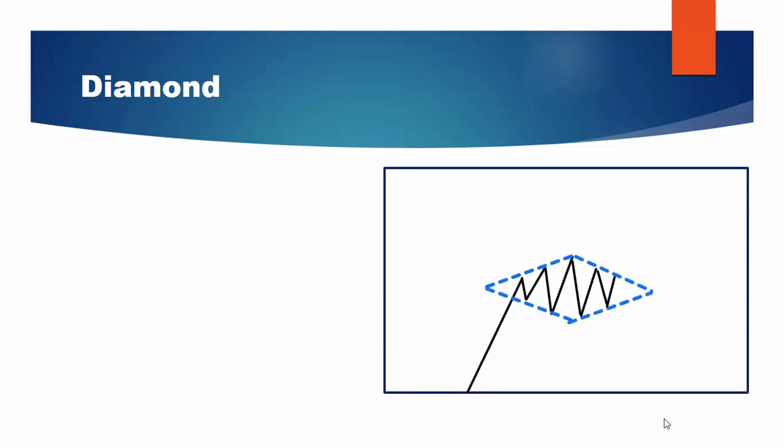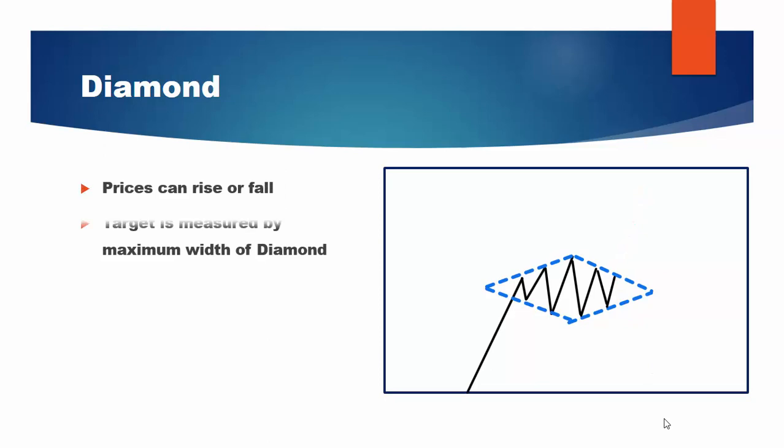The next pattern is the diamond. It can be a reversal or a consolidation, so price can rise or fall depending on which side it penetrates. The maximum width of the diamond gives us the minimum target of the diamond, in either a bullish or bearish market.